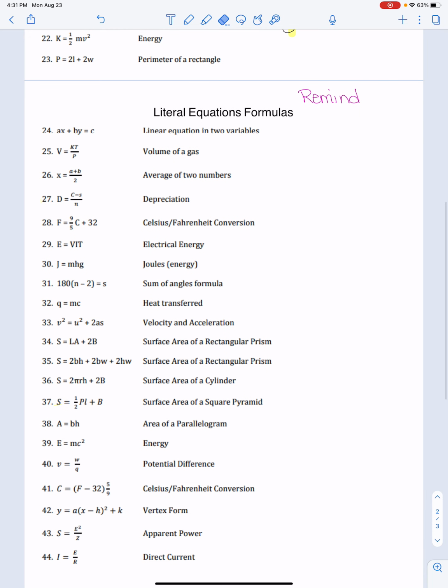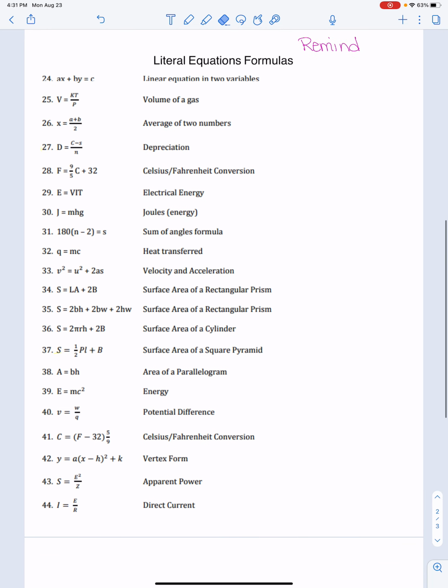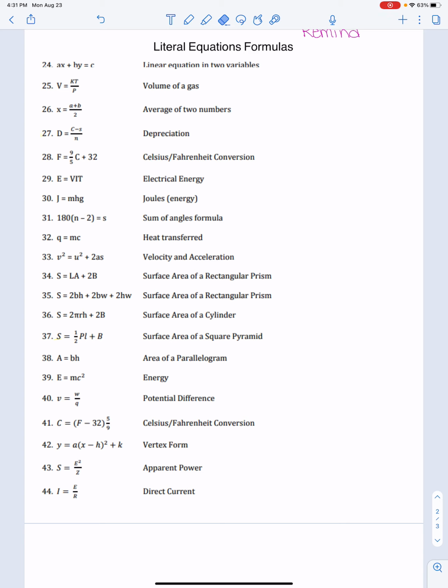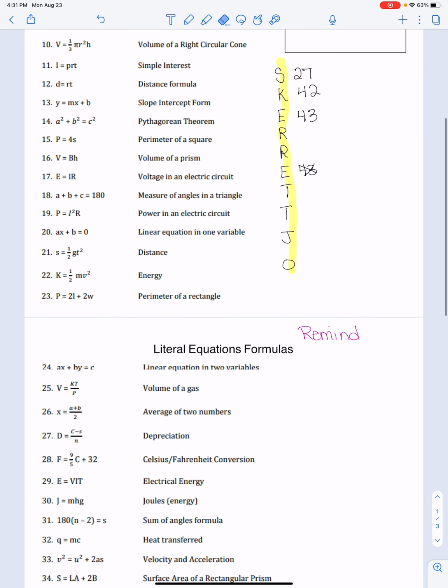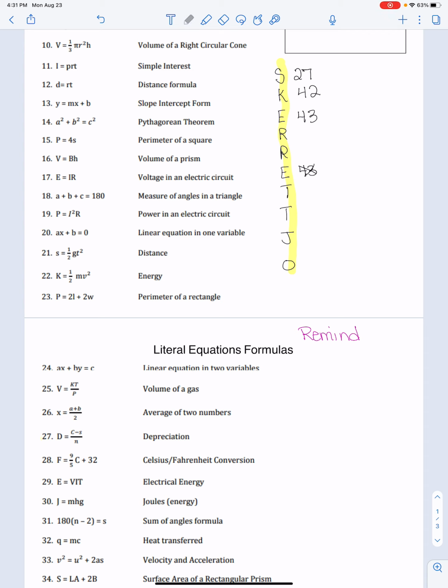It cannot be 29. But it can't, not 39, but it can be 43 or 44. All right, so I'm going to go ahead and go with 44. Since I've already used 43, I'm going to say I would use 44.